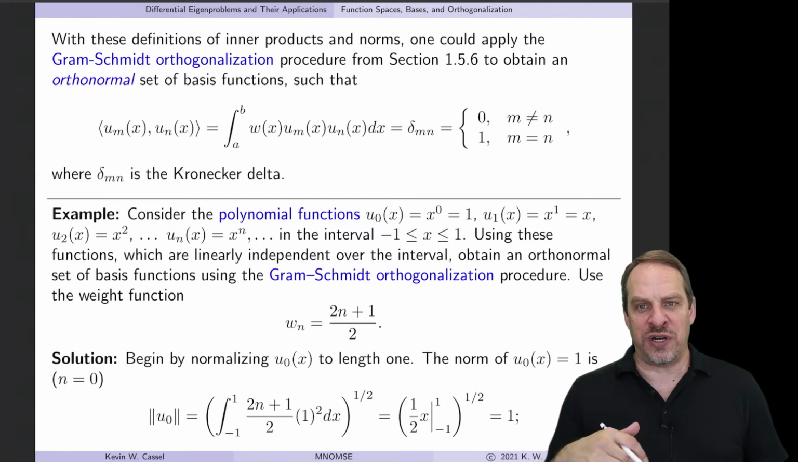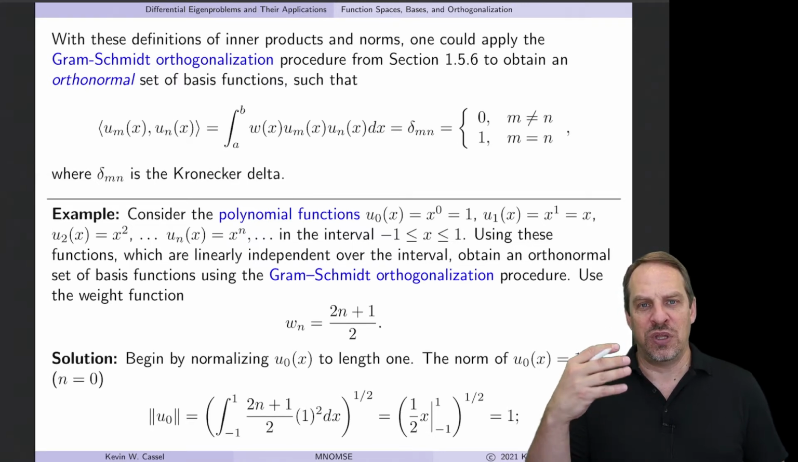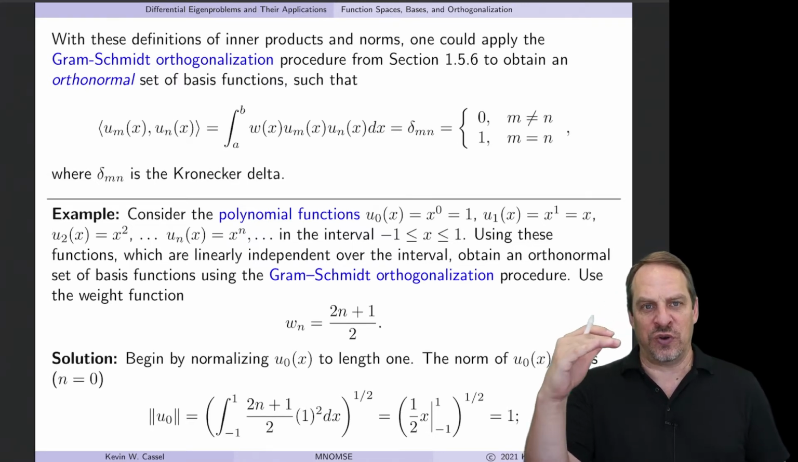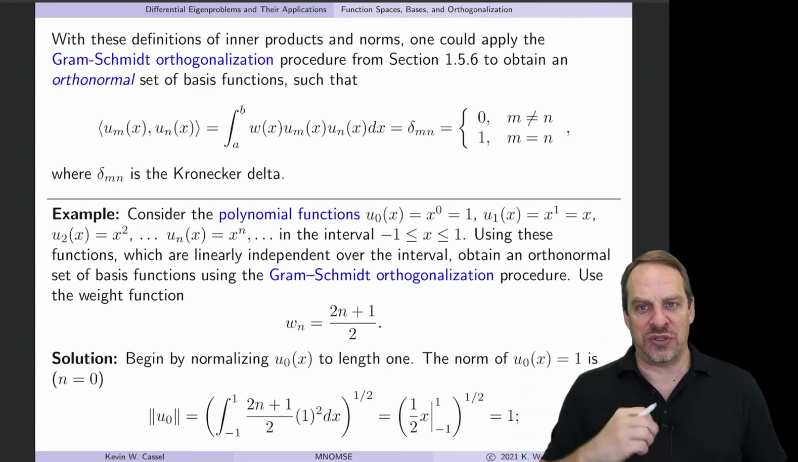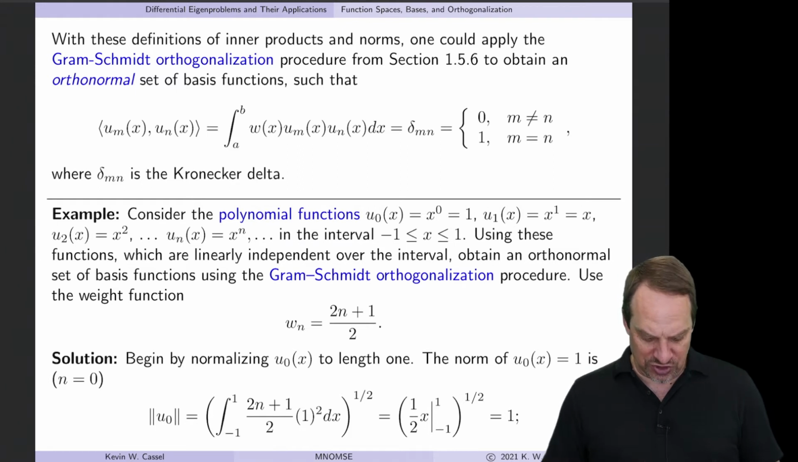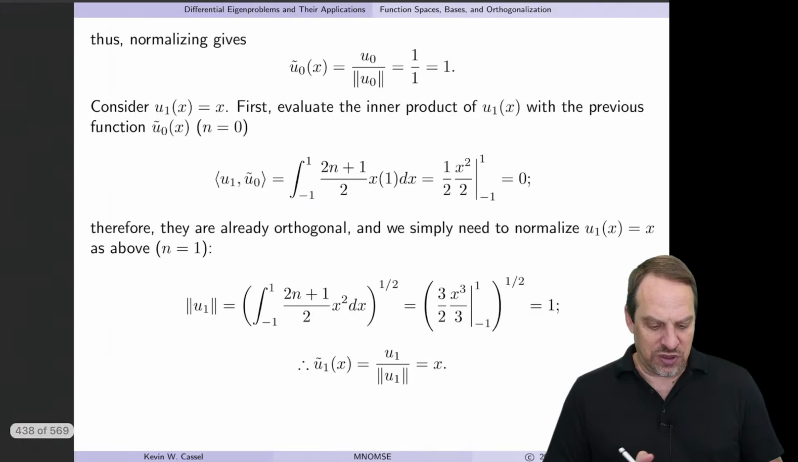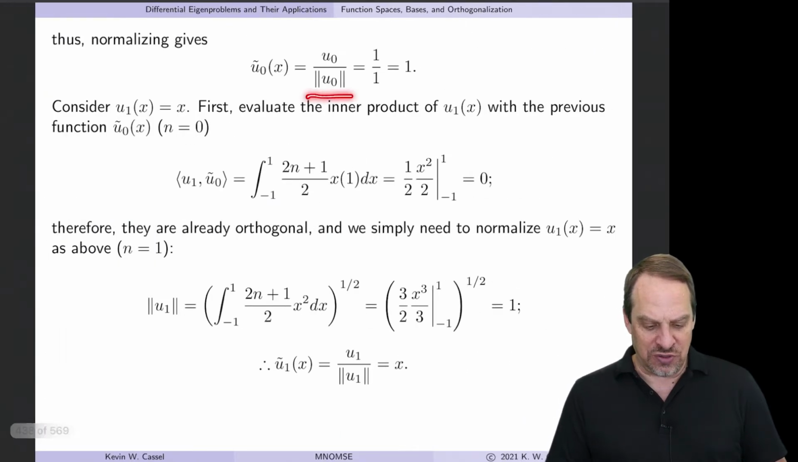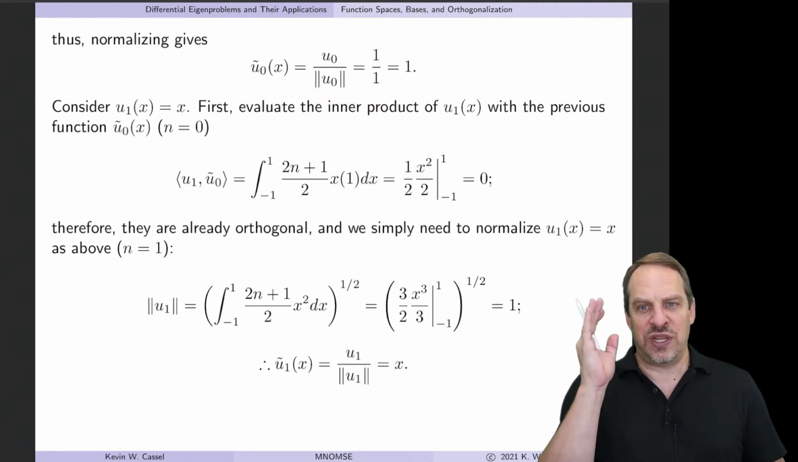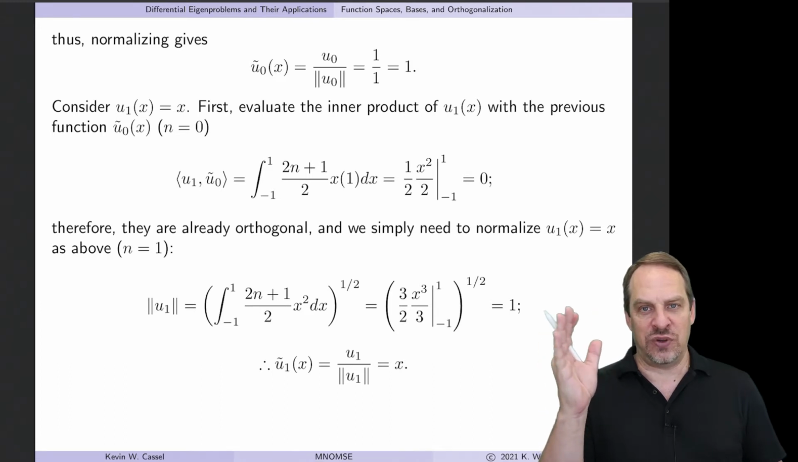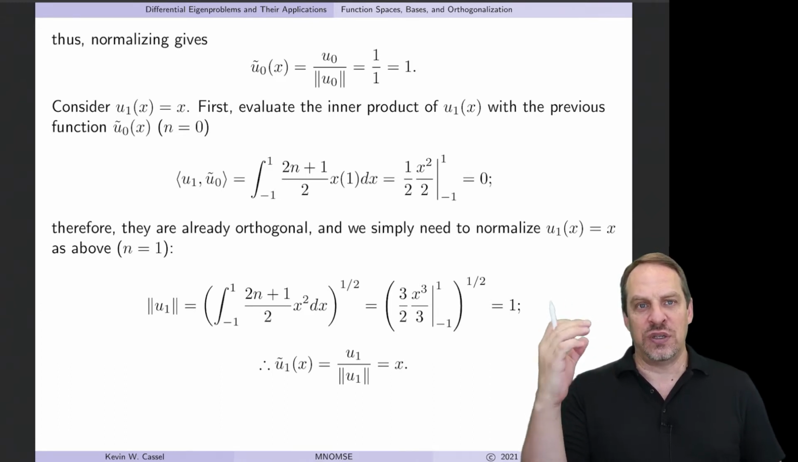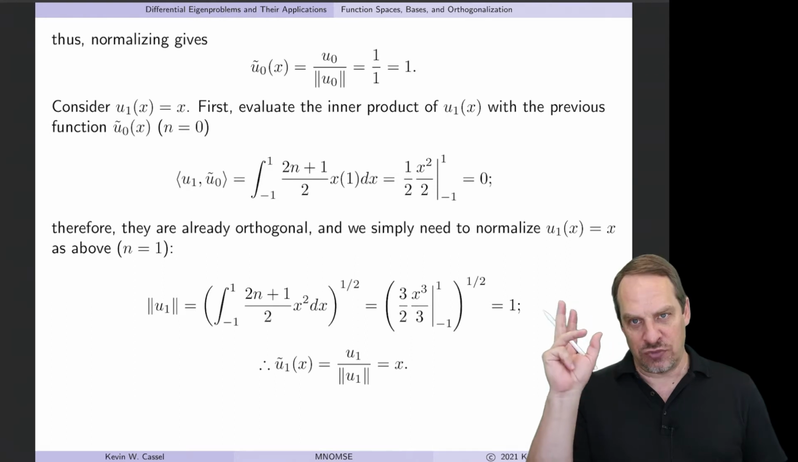If you'd like, you could pause and check these integration steps. I want to keep the discussion kind of high level and focus on the steps in the Gram-Schmidt and not get bogged down too much in these integrals. But they're correct, and you can check them to be sure that they are. So in any case, the norm of u0 is 1. So we simply divide u0 by its norm, which is 1 over 1, which of course is 1. So that gives us u0 tilde. We've just taken our first function. We haven't done anything with it other than to normalize it, divide by its norm, so it has quote-unquote length 1.